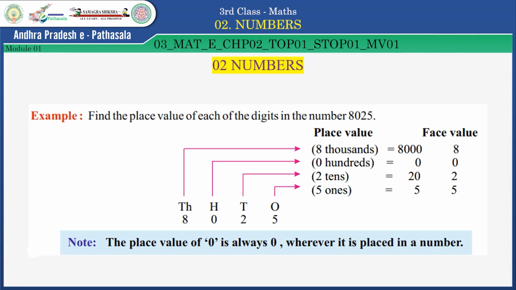Now, let us observe an example. Students, in this example, the given number is 8025. There is 8 in thousands place. So, the place value of 8 in 8025 is 8000 and there is 0 in hundreds place. Observe the note, children. The place value of 0 is always 0, wherever it is placed in a number. Similarly, the place value of 2 in tens place is 20 and 5 in ones place is 5. Now, let us move to an activity.